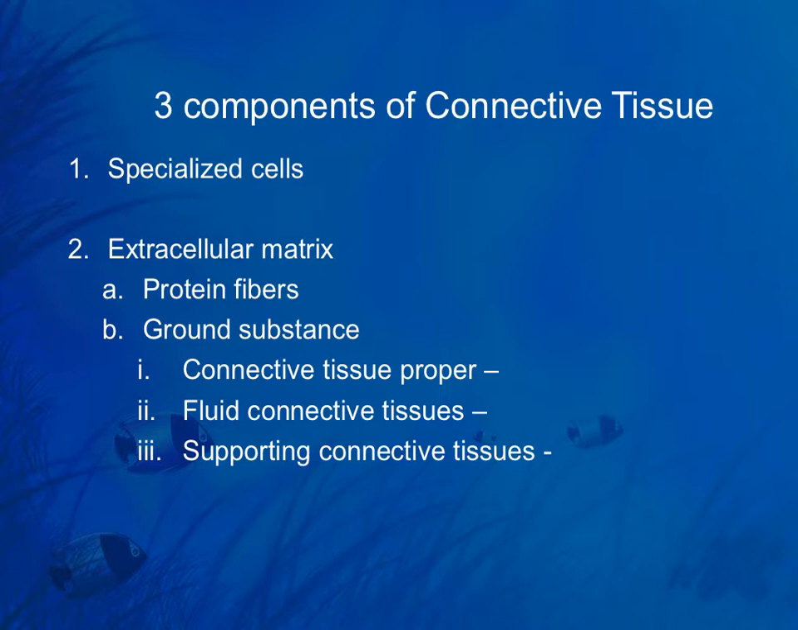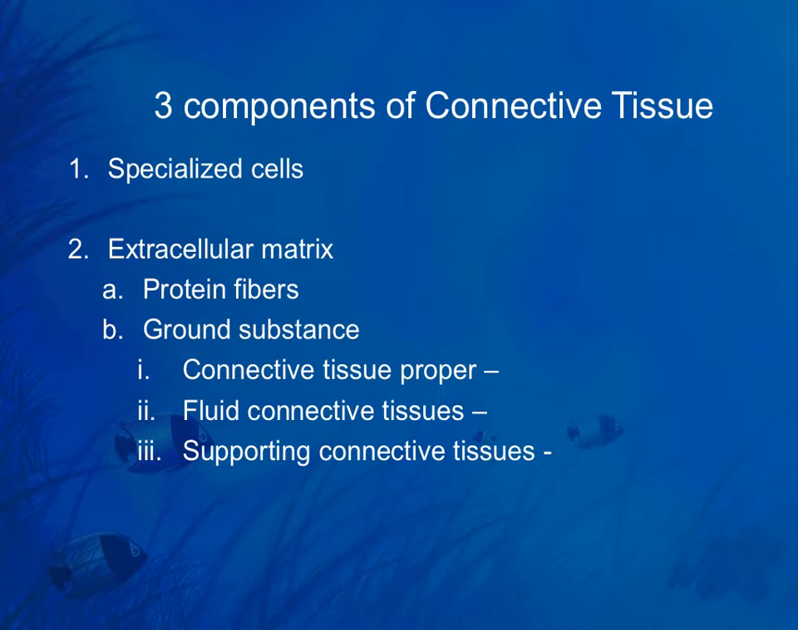For one, they all arise from the same tissue in an embryo. They all arise from a tissue called mesenchyme. Within the tissue, we have specialized cells, but most of the volume is an extracellular matrix. In epithelium, it was cell next to cell. In muscle, it was cell next to cell. Here the cells are scattered in an extracellular matrix consisting of long proteins called fibers.